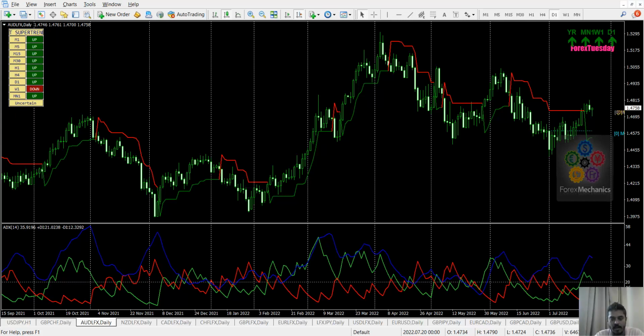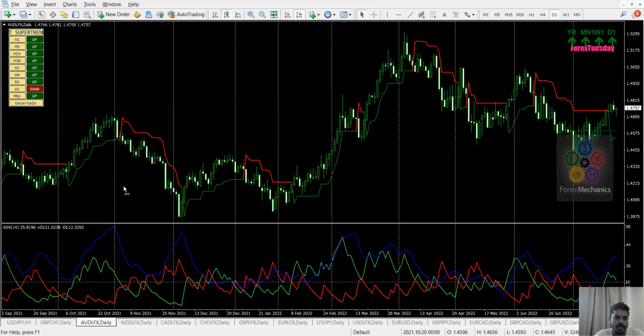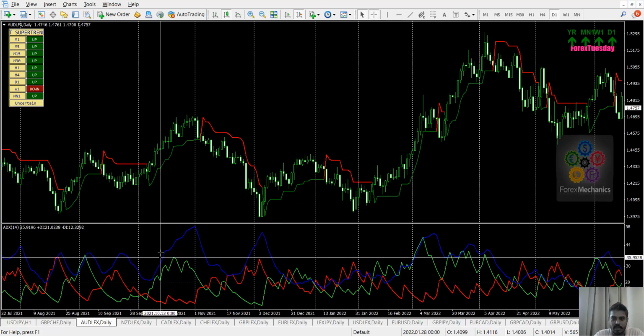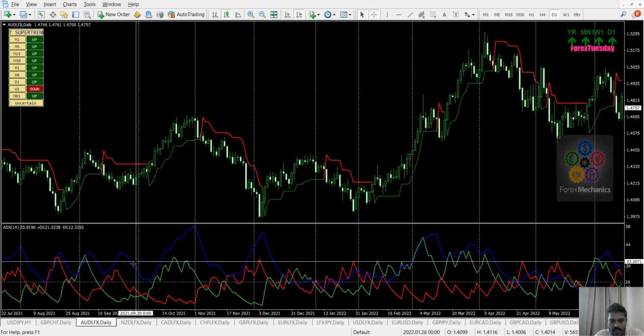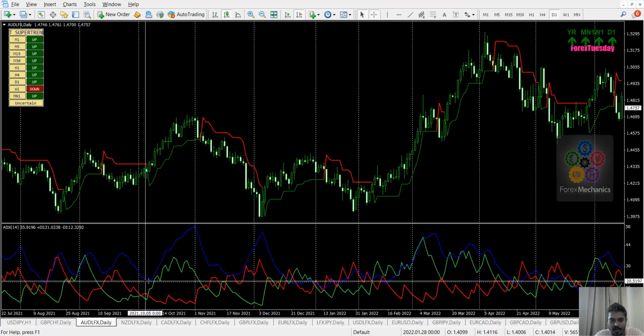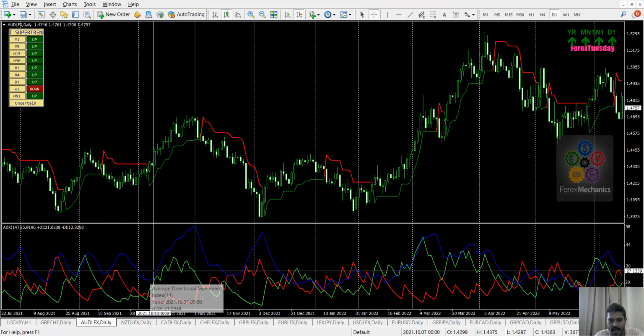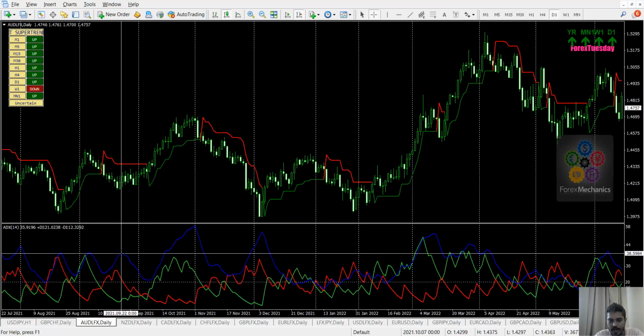Now let me explain what I mean by this. Here you can see in this example, the ADX was rising, right? If you look at this example, you never really had a chance of looking at ADX. ADX never really fell below 20, and ADX was trading above the 20.